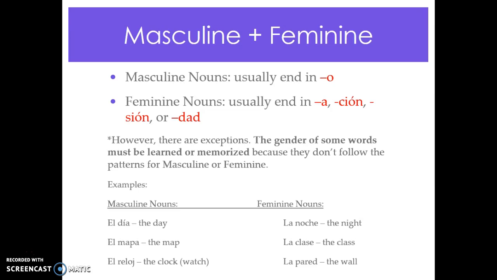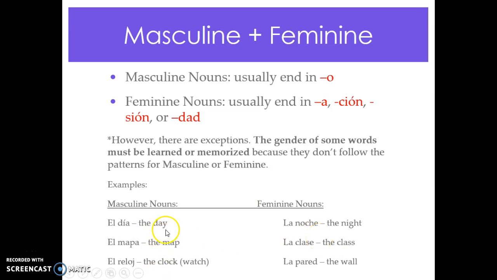The gender of some words must be learned or memorized because they actually don't follow the patterns for masculine or feminine. For example, if you look down here, these three are masculine nouns: el día, el mapa, el reloj. So kind of interesting. If you look at the noun, it ends in an A, so you would think, oh, día, that's feminine, right? Wrong. So some of them are a little bit tricky.